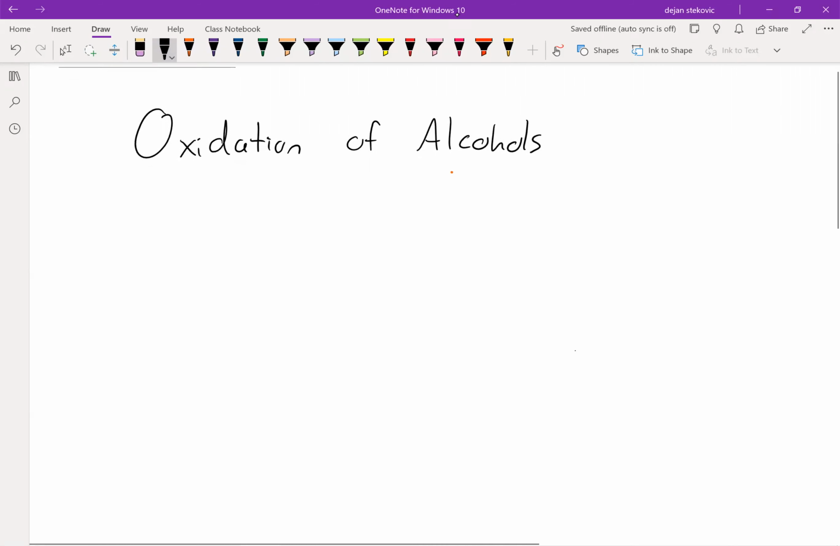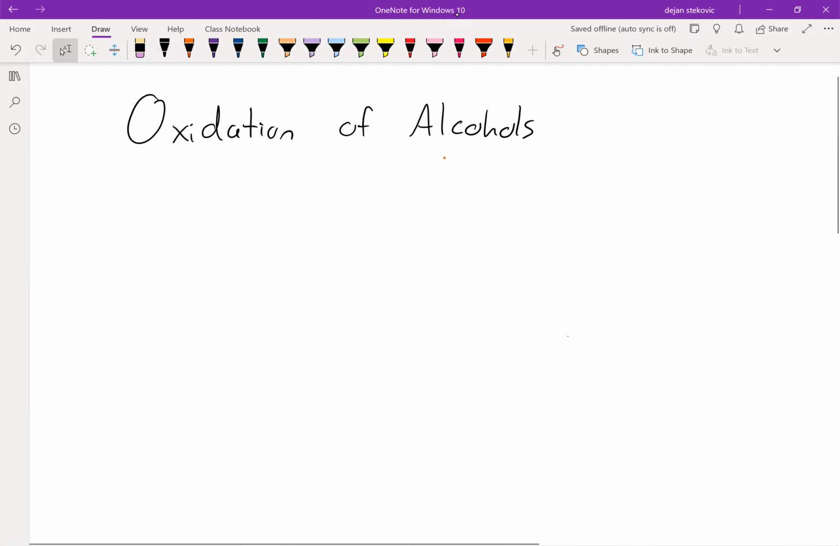All right, so we saw in the last section we could reduce carbonyls into alcohols. So we can also do the opposite and oxidize alcohols into carbonyls. We can do this in a bunch of different ways, but the product we're going to end up with depends on our starting alcohol. So for example, if the starting alcohol is a primary alcohol, we could first oxidize it.